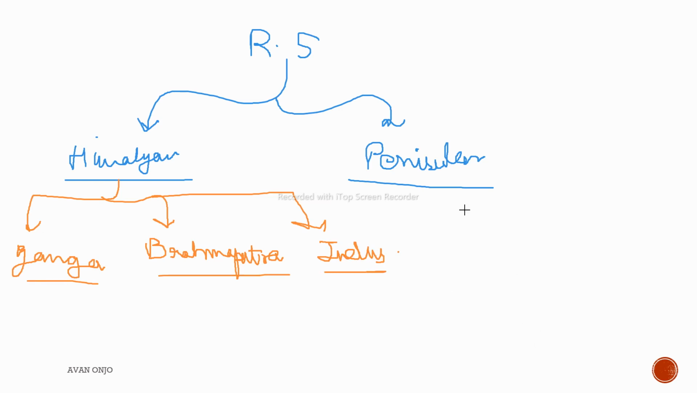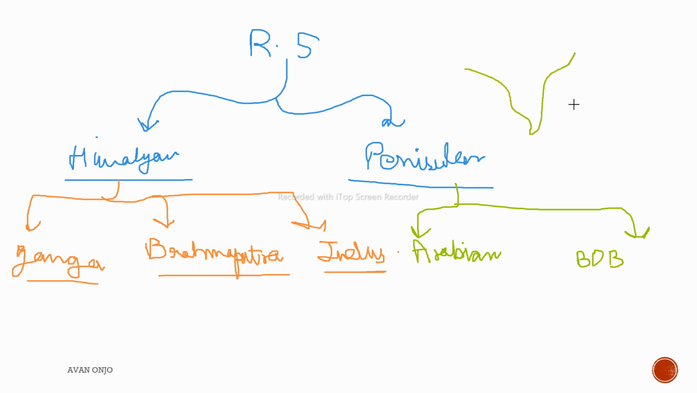Whereas when I talk about the peninsular river system, here we have two kinds of peninsular river system, and that comprises the Arabian river system and the other one being the Bay of Bengal river system. We all know the two branches of sea which are surrounding southern India. Here we have the Bay of Bengal area, and here we have the Arabian Sea area. Everyone is very familiar with it.